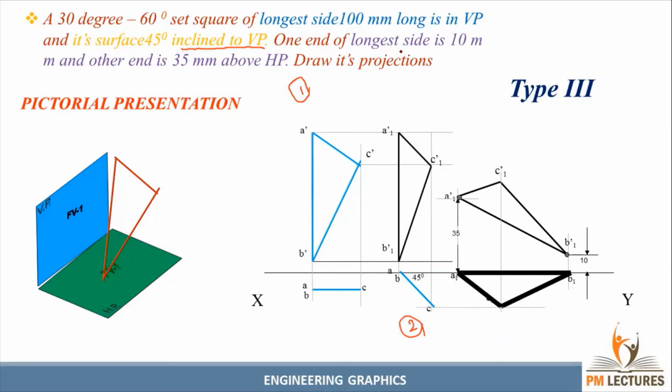Instead of that, they provide the condition as longest side is 10 mm and the other end is 35 mm above HP. So for the longest side they are given. For that, first we need to draw a 35 mm line and mark a point as A1 dash, and next we can draw the 10 mm line. After drawing the 10 mm line, you can measure the distance of A1 dash to B1 dash, because in the question they provide the longest distance only. That's why we're measuring the distance of A1 dash to B1 dash. From A1 dash, make an arc on the 10 mm line and mark it as B1 dash.